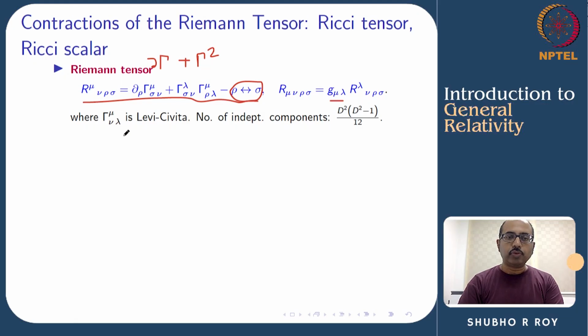All right, the connection we will take to be Levi-Civita, as I've mentioned before. The preferred connection in general relativity is the Levi-Civita connection. And if we take the Levi-Civita connection, we went through the math: the number of independent components of the Riemann tensor is d squared times (d squared minus 1) by 12, where d is the number of space-time dimensions.